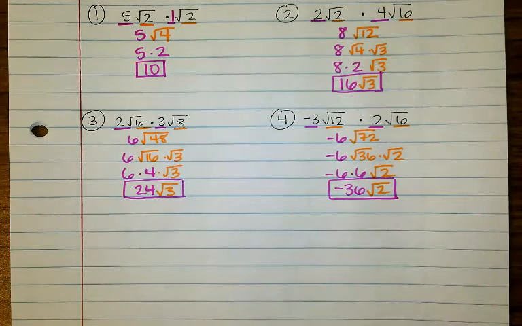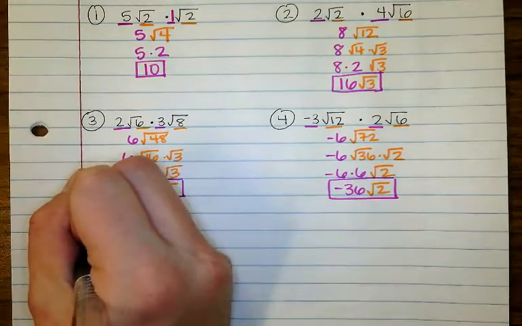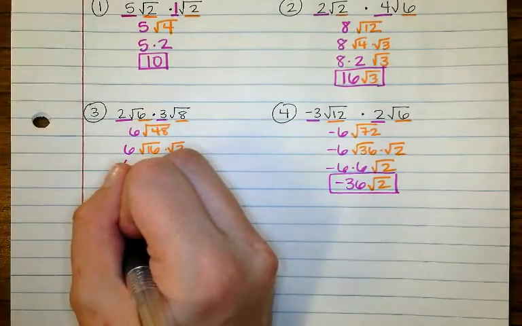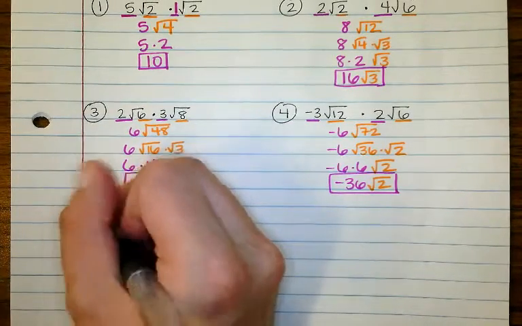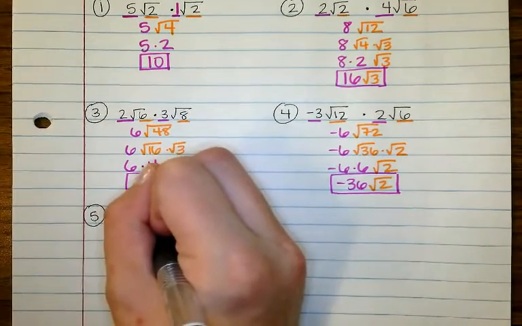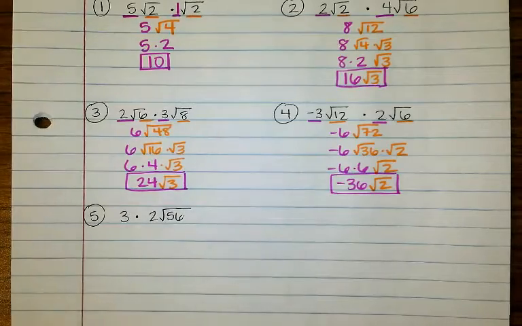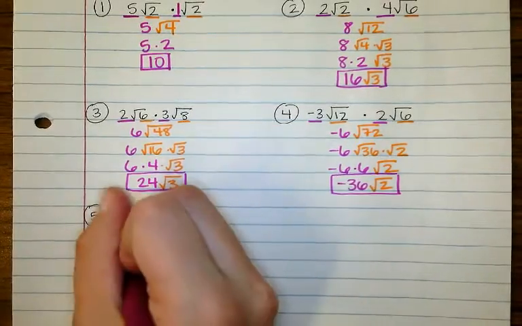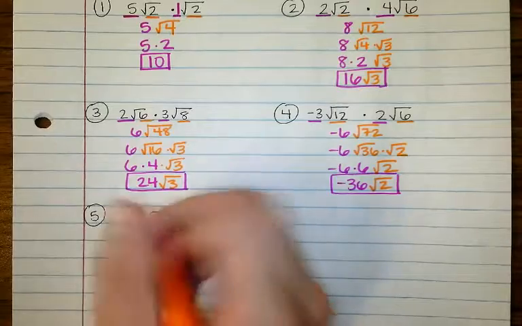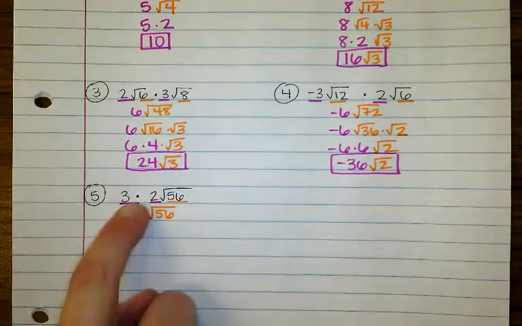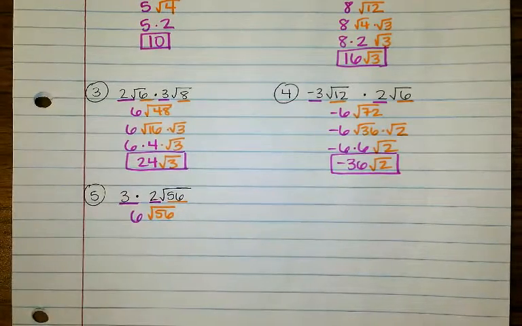Okay. Now, one thing that I do want to talk about, guys, is if you are given just a coefficient, like let's say I do 3 times 2 radical 56 or something like that. Well, guys, then you still do your coefficients together, and you do this guy on its own, and then you simplify the radical. There's just no radical to multiply over here. Okay, guys? So even if there is no radical to multiply, you can still simplify this.